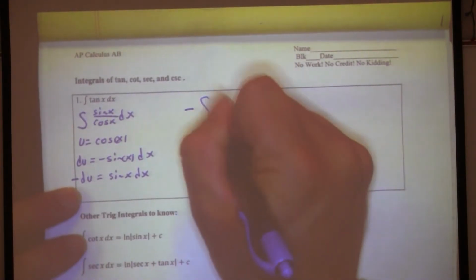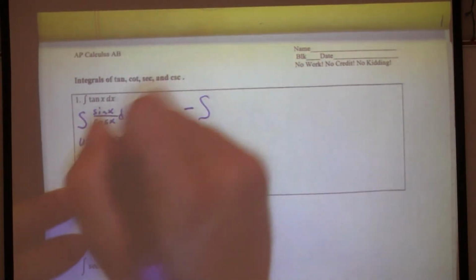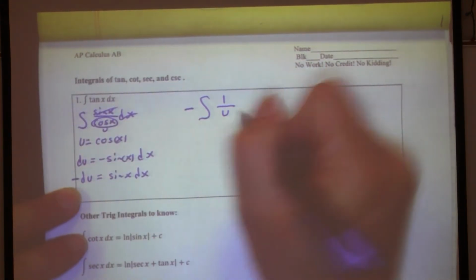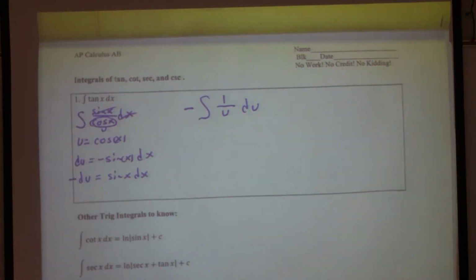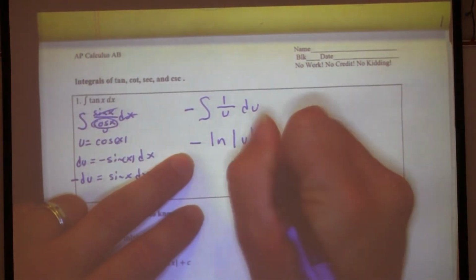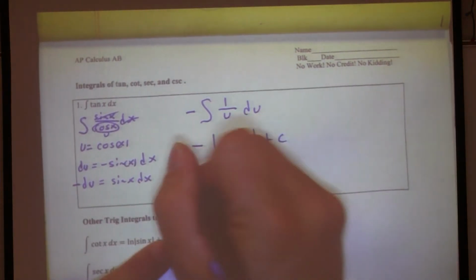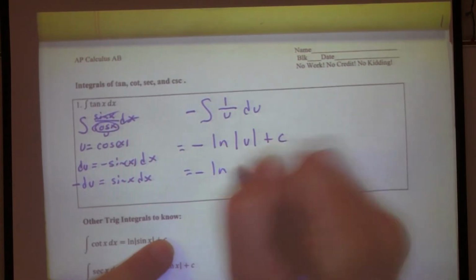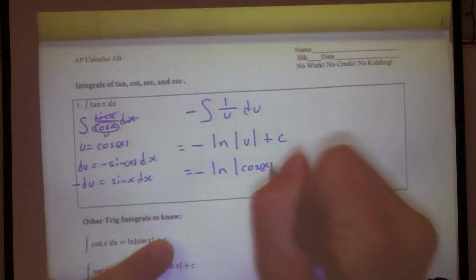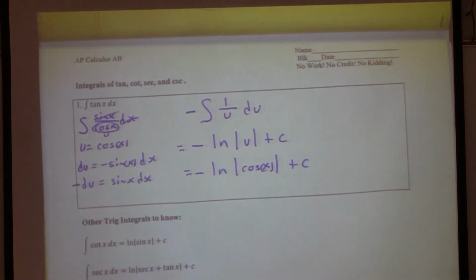So negative the integral, right? This was u, and this went away. So it's just 1 over u du, which we know is what? Negative ln of the absolute value of u plus c, which is negative ln of the absolute value of what? Cosine of x. So it's not hard to come up with them.